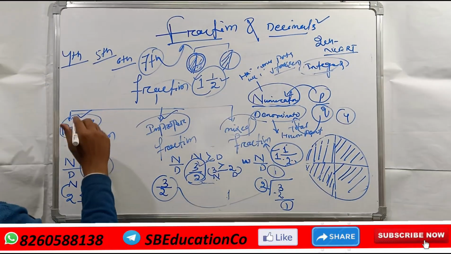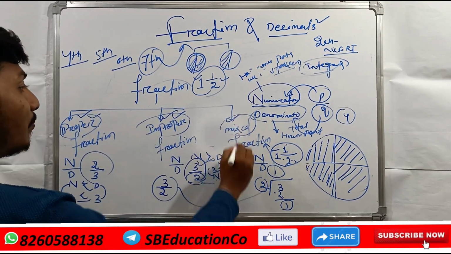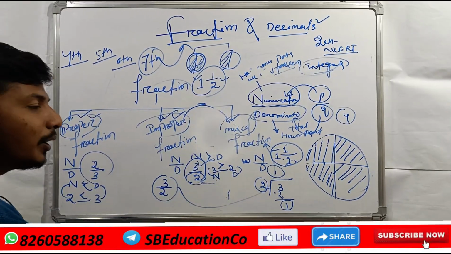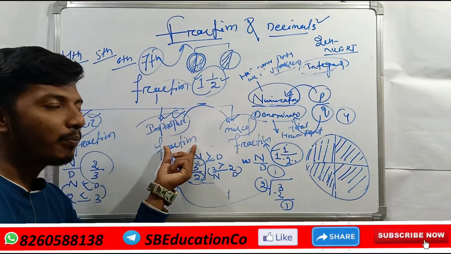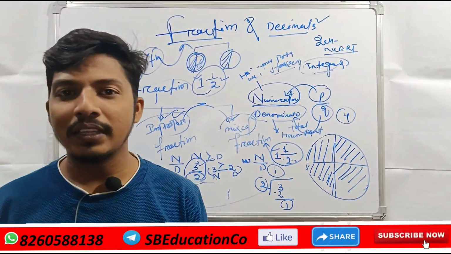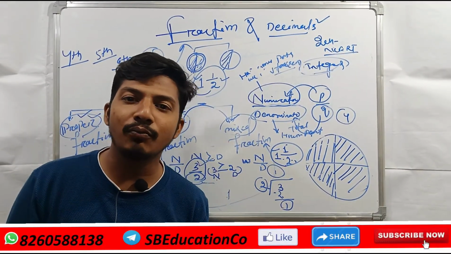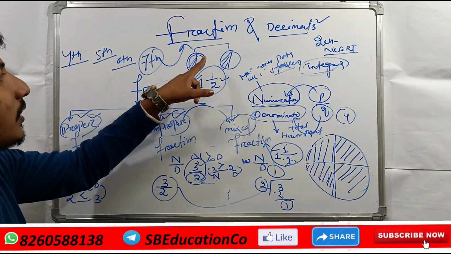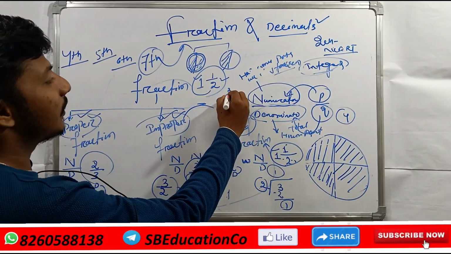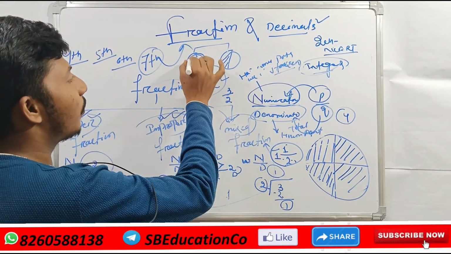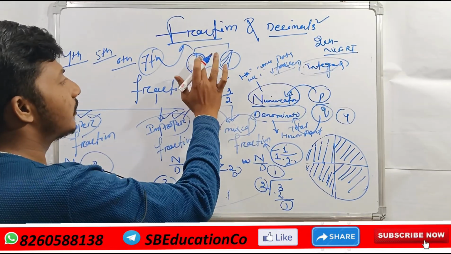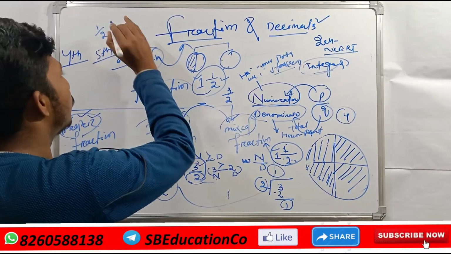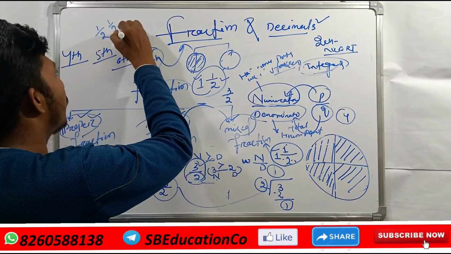Now I think you understood what a proper fraction, an improper fraction and a mixed fraction are. Now we can say that the improper fraction is equal to the mixed fraction. Yes or no? Why? Look here, this is the improper fraction, which we write as 3 by 2. How is it 3 by 2? For this part we write 1 by 2, and for this part we also write 1 by 2.